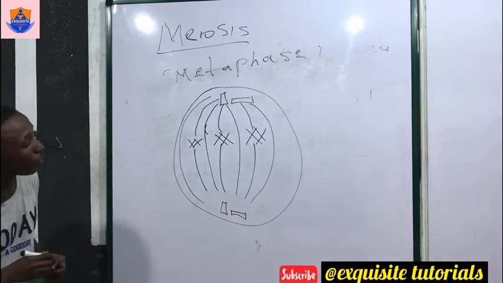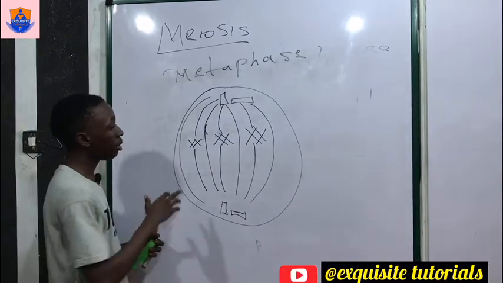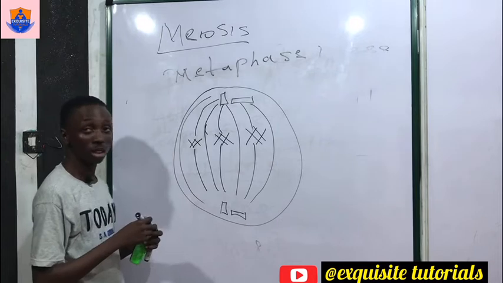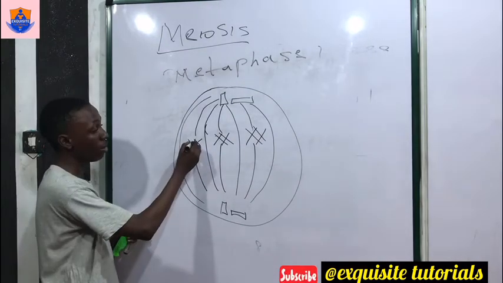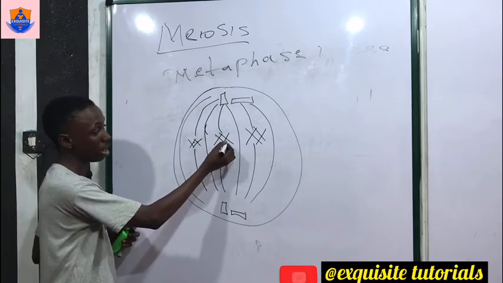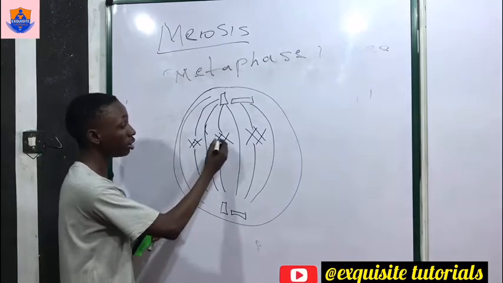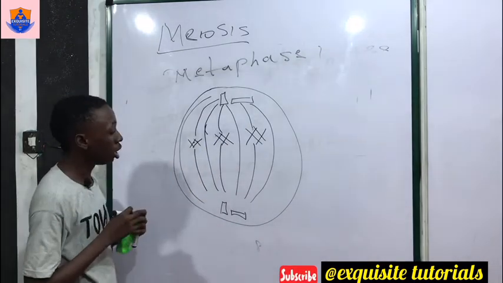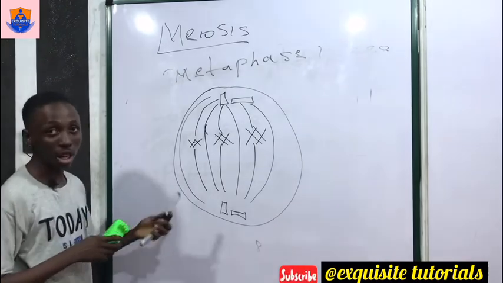Now you can see that the bivalent pair of chromosomes are actually aligned at the center. What I mean by bivalent pairs is that we have two different pairs of chromosomes joined together by their chiasmata, although each pair of chromosomes is joined at their centromere. Now, this is basically what occurs in metaphase 1. There is alignment at the center.